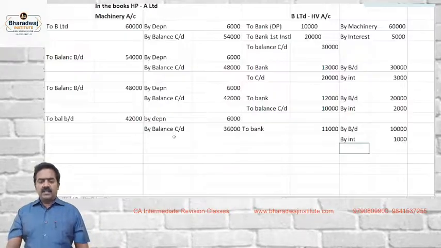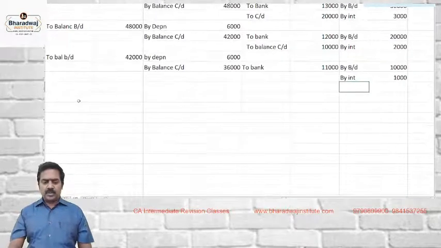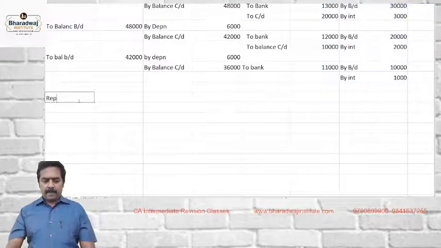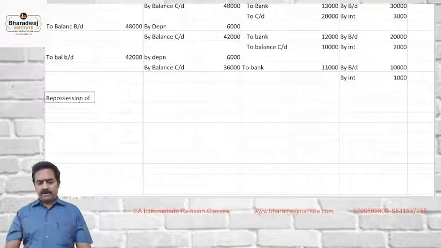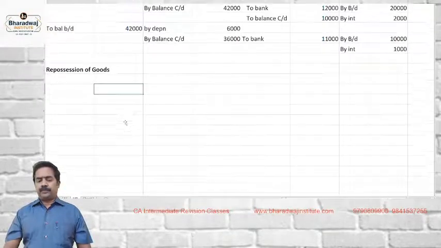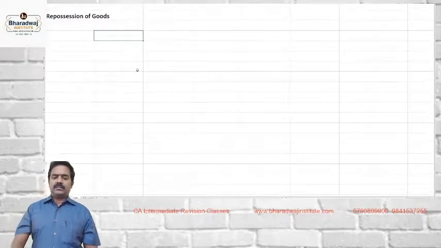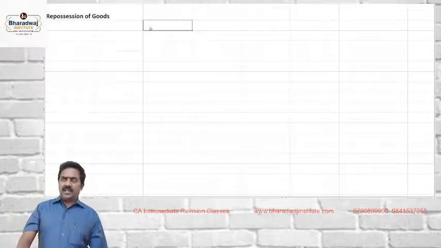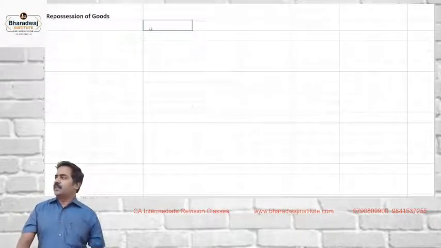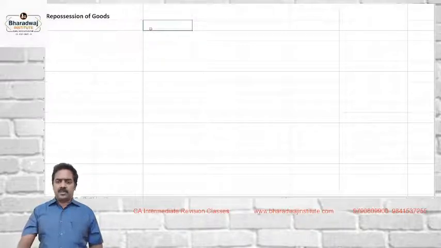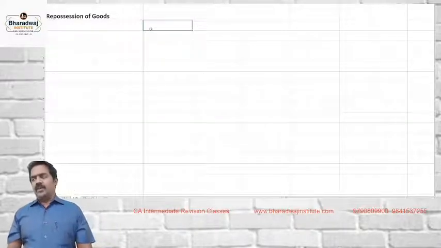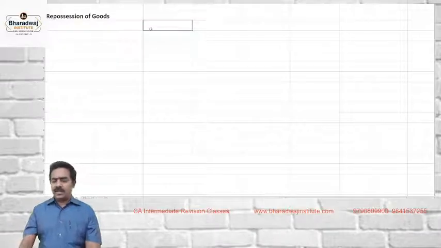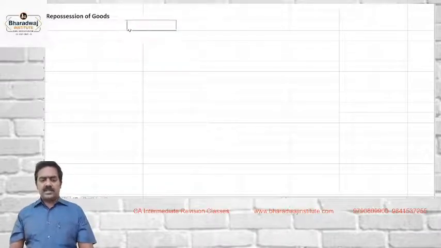Now, repossession of goods. This is the most important area. In the examination, they will not ask for complete repossession. They will ask only for partial repossession. Okay, we will go for partial repossession, but let us understand what happens.